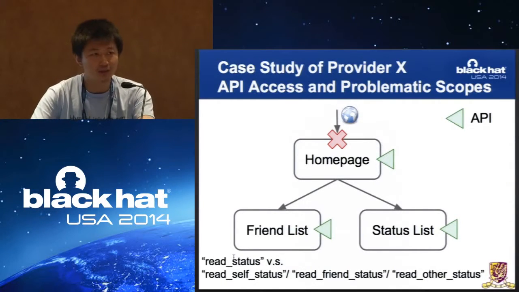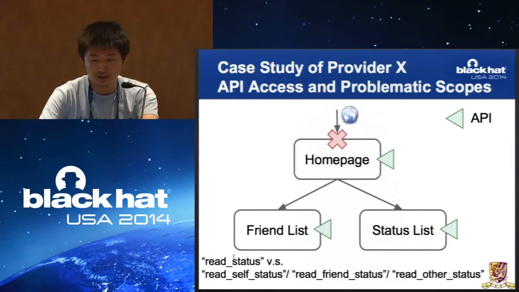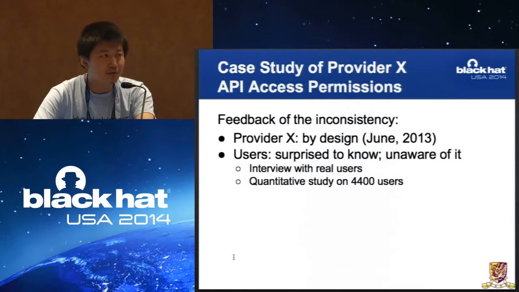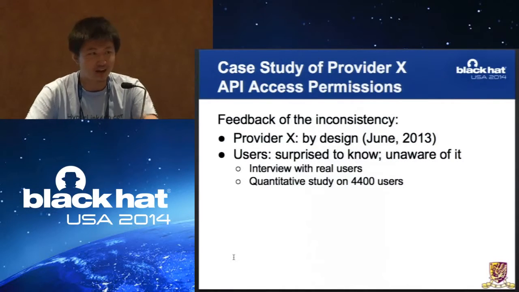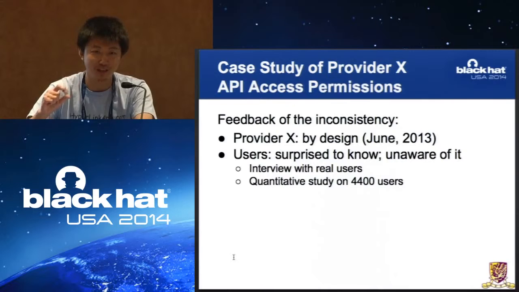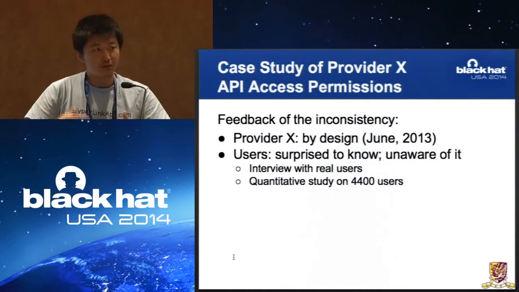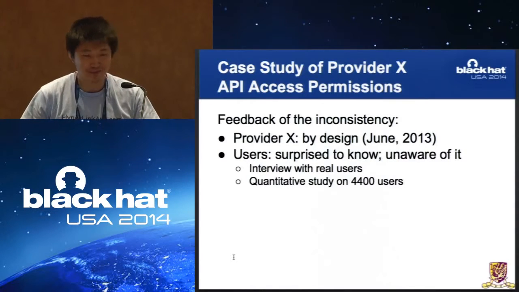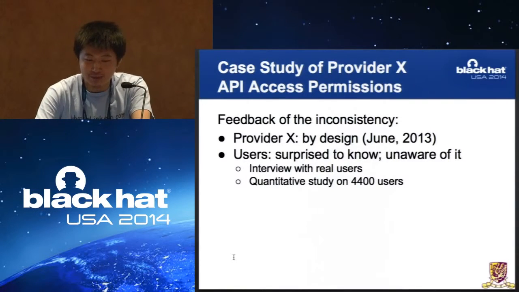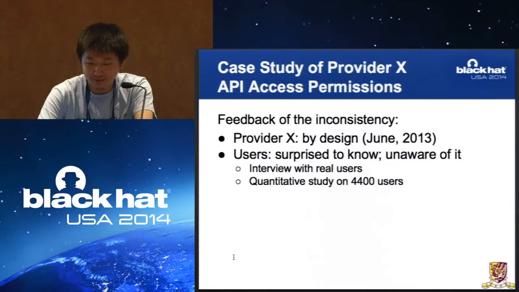Combining these facts, you already know that you can get an arbitrary user's data object like this using an API call. We reported this to the provider and also asked some users. The feedback is very different. The provider says this inconsistency is by design. Actually, they are public. However, users all feel surprised to know that. They are unaware of it because they view the homepage as a gatekeeper. They view the friend list and status list as private data objects, but the provider views them as public data objects. This is supported by some qualitative and quantitative study.